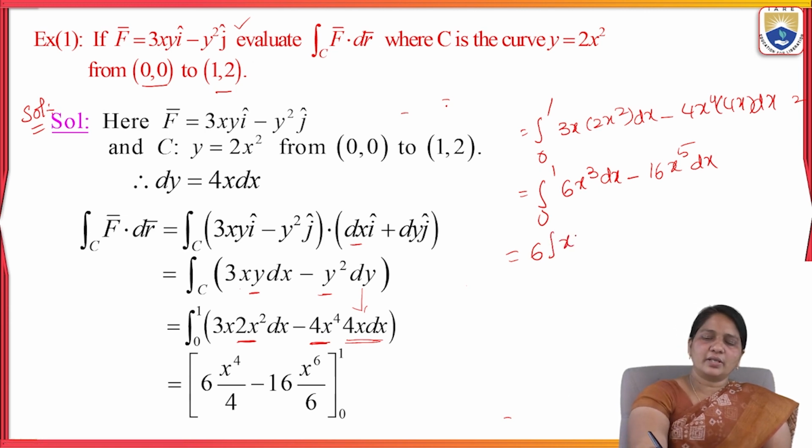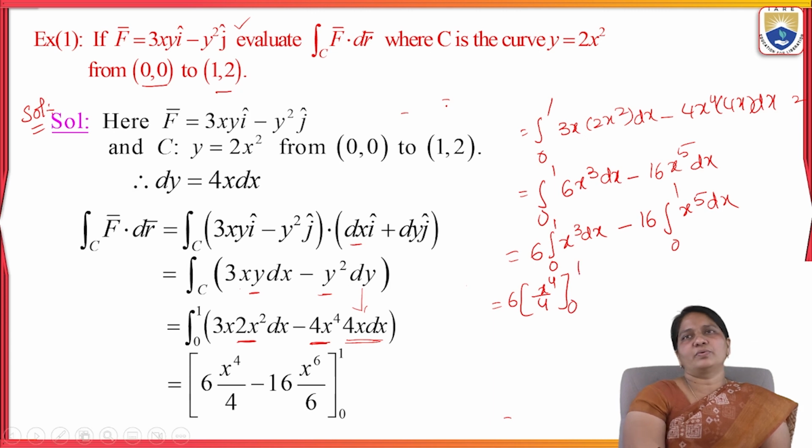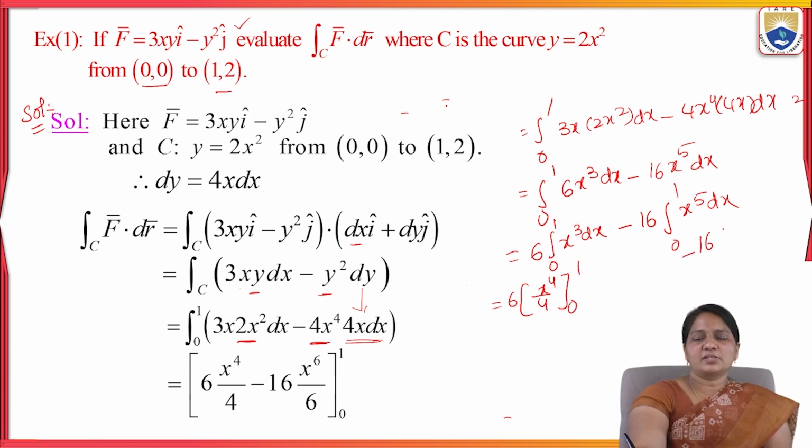So 6 times the integral of x cube dx from 0 to 1, minus 16 is the constant, taking out the integral from 0 to 1 of x power 5 dx. Now 6 into the integral of x cube is x power 4 by 4, with limits 0 to 1, minus 16 into the integral of x power 5, which is x power 6 by 6, with limits 0 to 1. So these are 6 x power 4 by 4 from 0 to 1 minus 16 x power 6 by 6 from 0 to 1.